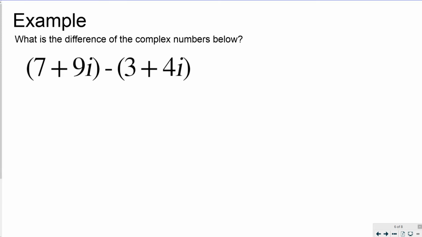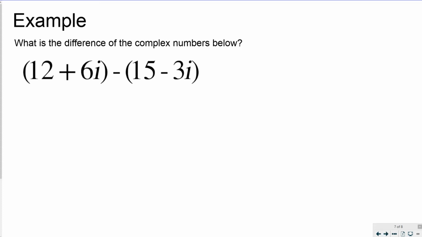All right, what is the difference of the complex numbers below? So 7 plus 9i, take away 3 plus 4i. 7 take away 3 is going to leave me with 4. 9i, take away positive 4i, is going to leave me with a positive 5i. And I will use a plus sign to denote that 5i is still positive. So I get 4 plus 5i as my difference of these two complex numbers.